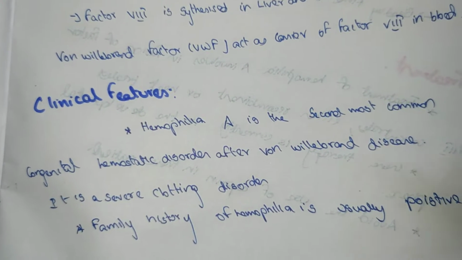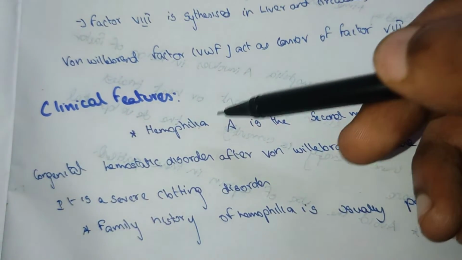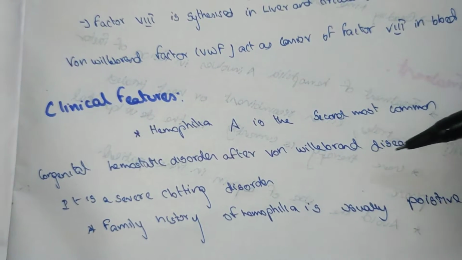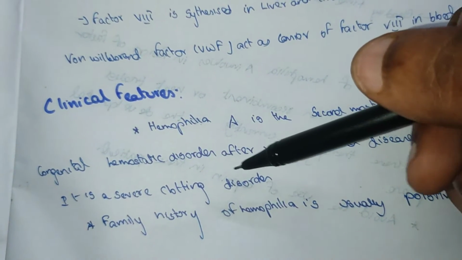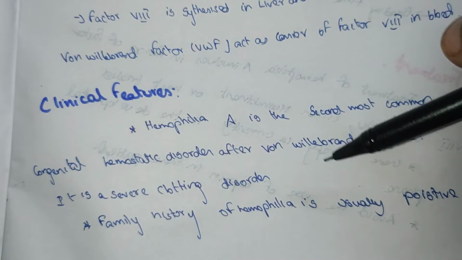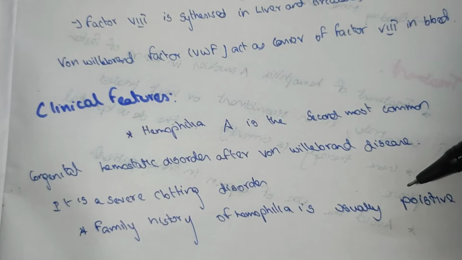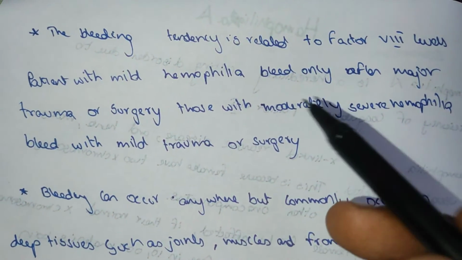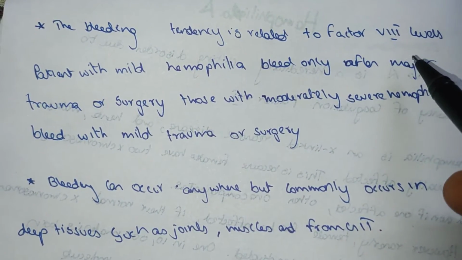The clinical features. Hemophilia A is the second most common congenital hemostatic disorder. The first is von Willebrand disease. It is a severe clotting disorder. Family history of hemophilia is usually positive because it is an X-linked recessive disease. The bleeding tendency is related to the factor 8 level.